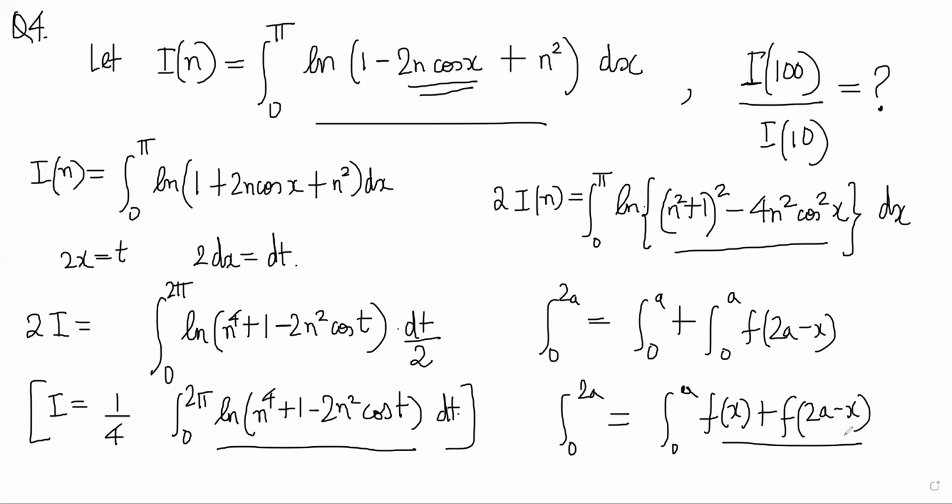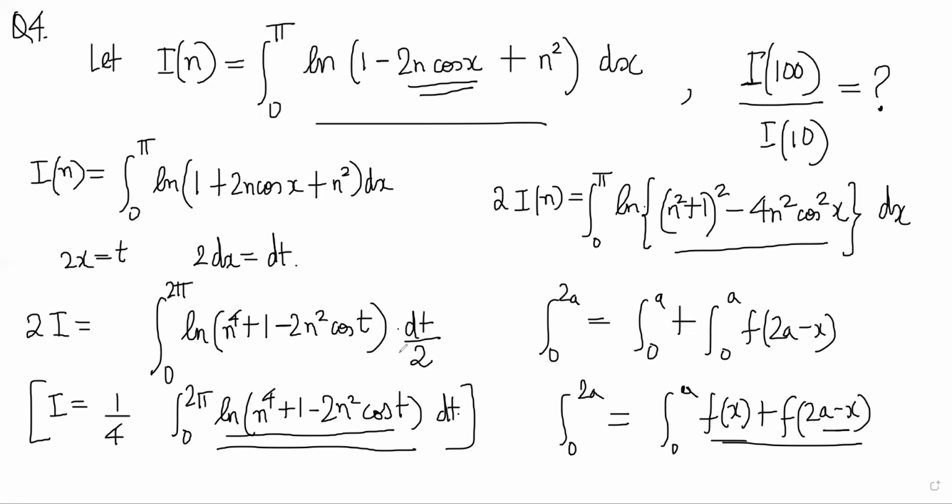Correct. So f of 2 pi minus x, cos becomes the same, right? Cos is the same thing. If you do f of 2 pi minus x here, it is the same thing. So f of 2a minus x is equal to f of x. So this is 2 times f of x, right?